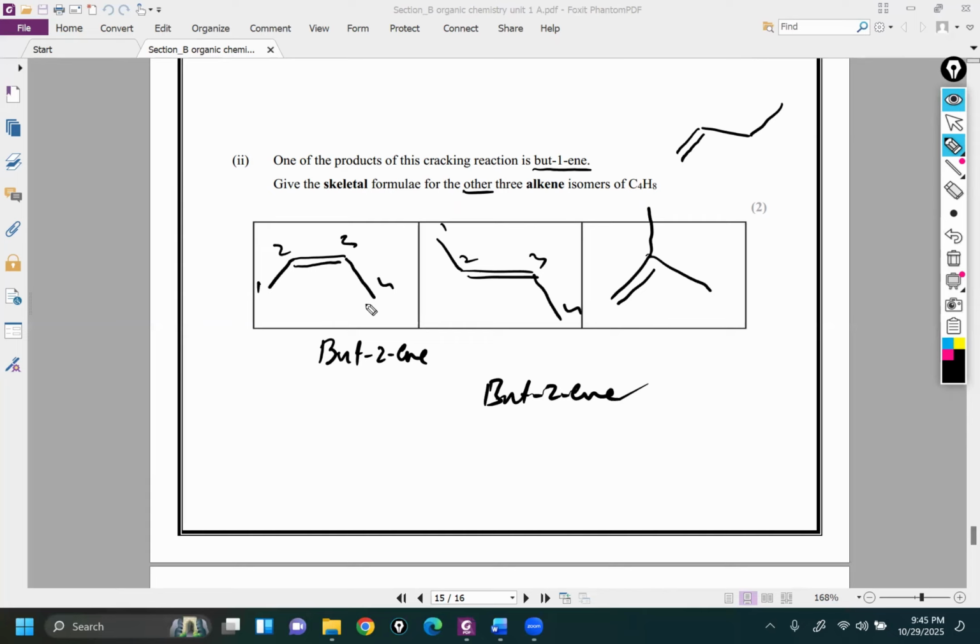Here, the bulky groups are on the same side, so it is called the cis isomer, you can say cis but-2-ene or Z but-2-ene. And in this case, they are on opposite sides, so it is called the trans isomer, so trans but-2-ene or E but-2-ene. And this is a branch.